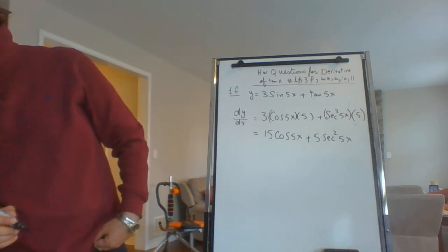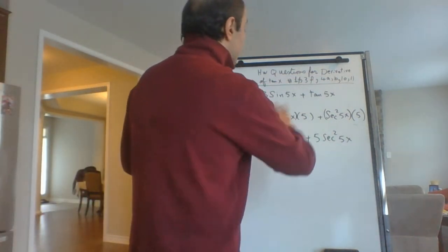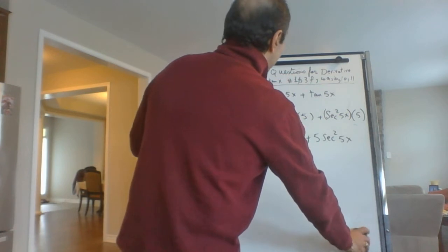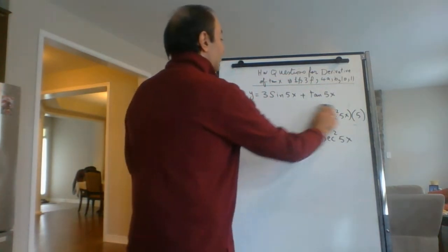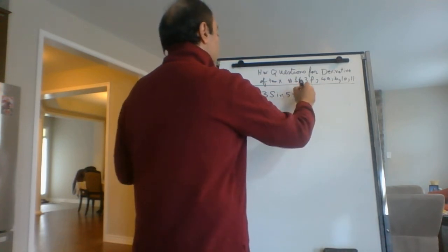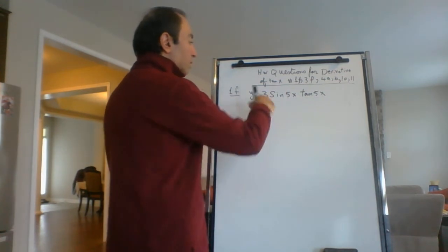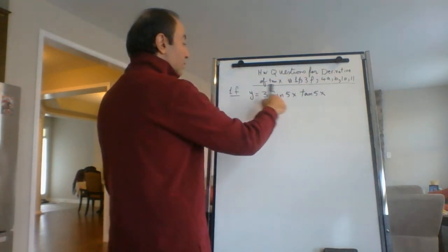Is it plus or multiply? Oh, it's multiplication. Okay, so I'm answering another question. The question is 3 sine 5x times tan 5x. So the other example is okay too, but let's do this one.